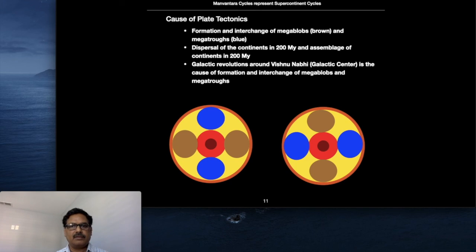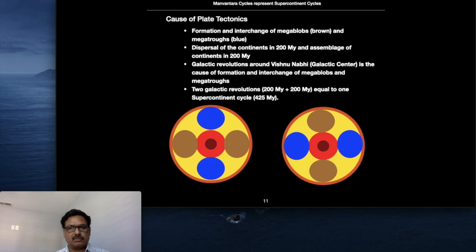So we have a galactic revolution of about 200 million years. Two of those cycles will be 400 million years, and we have a supercontinent cycle of around 400 million years. So two galactic revolutions, 200 million years plus 200 million years, equal one supercontinent cycle of about 425 million years.